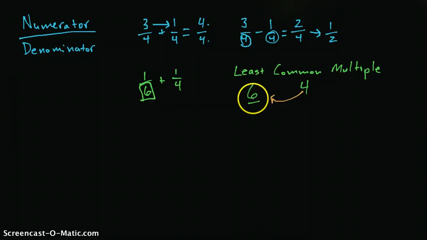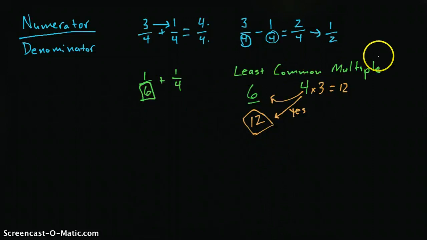So we go next after 6. 6 times 2 is going to be 12. Will 4 fit into 12? Yes, it will. Because 4 times 3 is 12. So the least common multiple of 6 and 4 is 12. Right there.